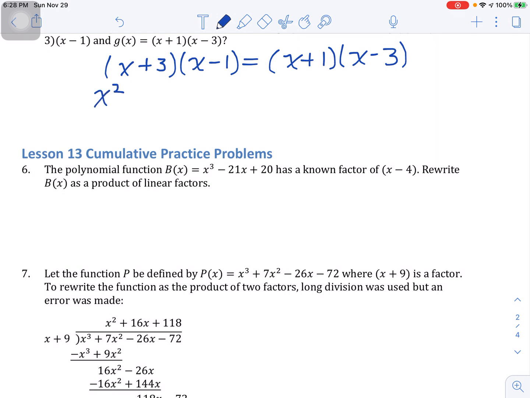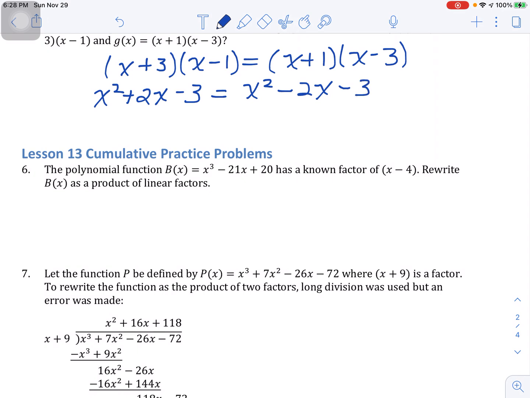So I'd have x squared. X times negative 1 is negative 1x, and 3 times x is positive 3x. So I'm going to get a positive 2x for my middle term, and then a negative 3. And then over here I have x squared, and then x times negative 3 gives me a negative 3x, and 1 times x gives me a positive 1x, so I'm going to get a negative 2x here, and then a minus 3. So again, almost identical.